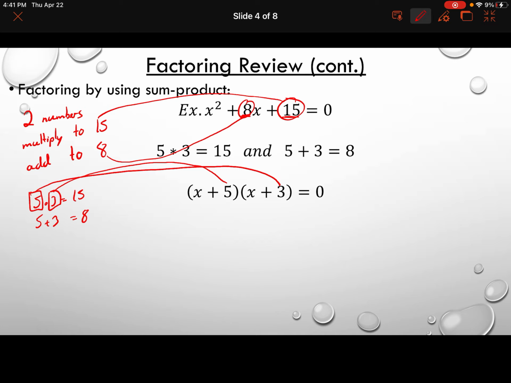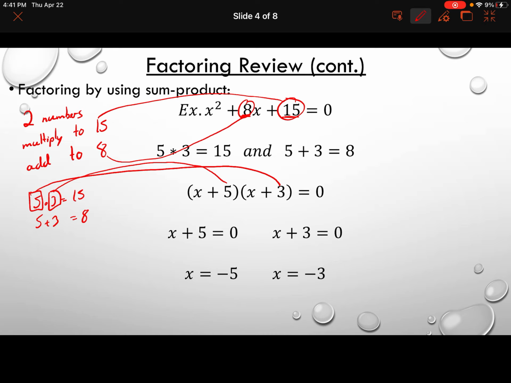Now we can solve it just like we solved the previous problem. We separate each of these and set them equal to 0. So x plus 5 is equal to 0, x plus 3 is equal to 0. We end up with x equaling negative 5 and x equaling negative 3. And then you're done. That's factoring by using sum and product.